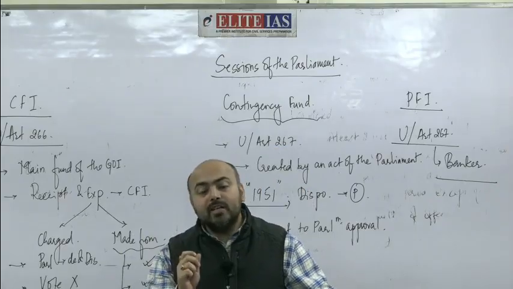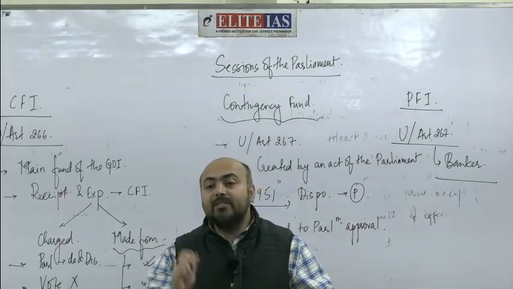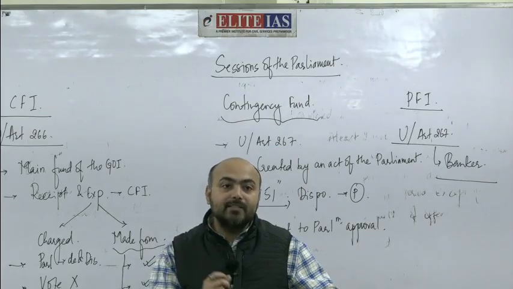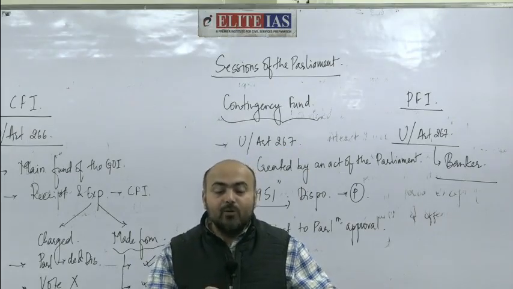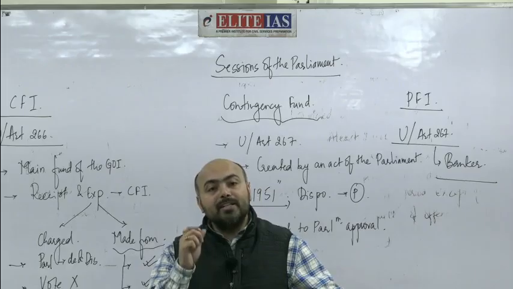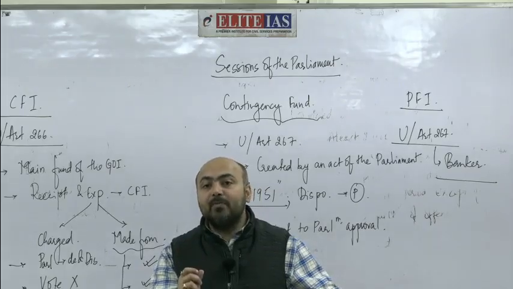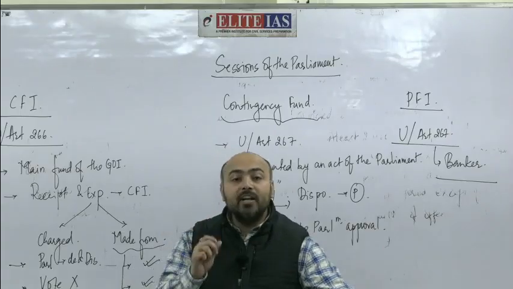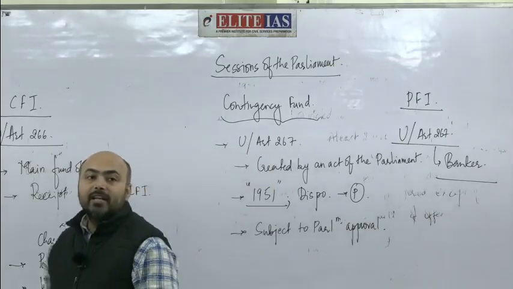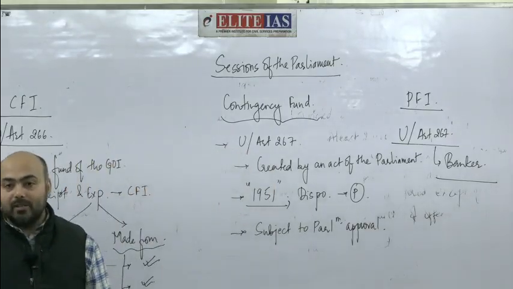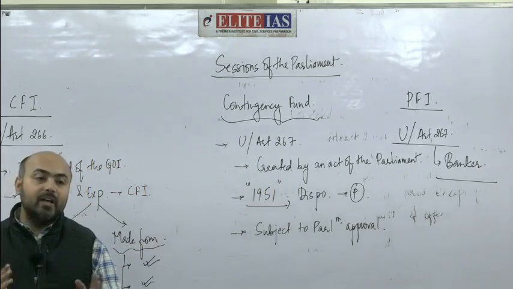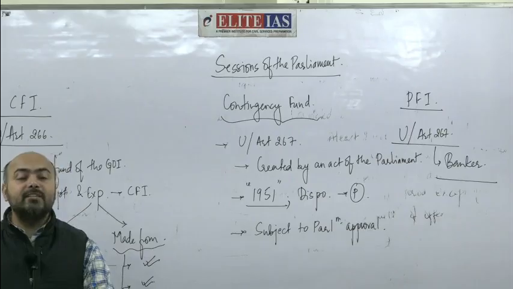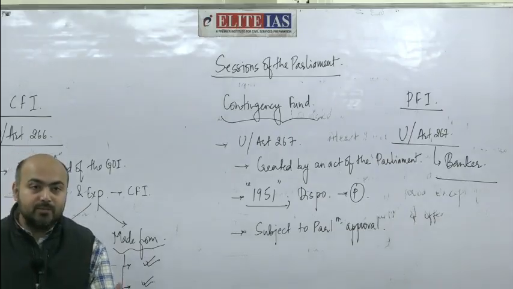I am not using the term agent of the center. I am specifically saying that he acts as the representative of the center in the states. Why? Because when we say representative of the center, it points to the positive role of the governor, and when we say the governor acts as the agent of the center, it is a negative connotation. Clear?